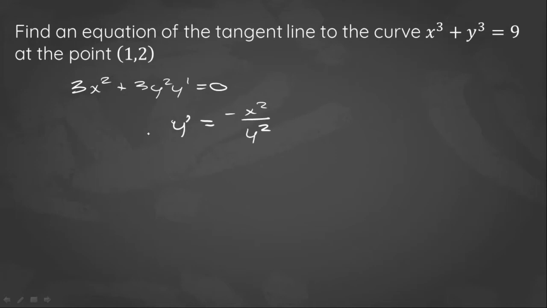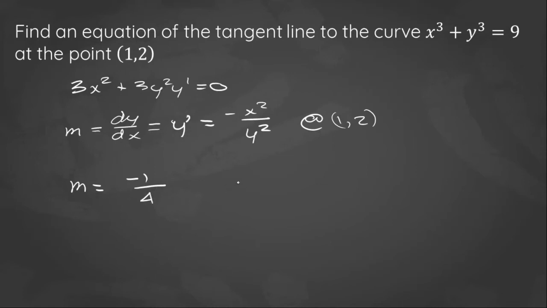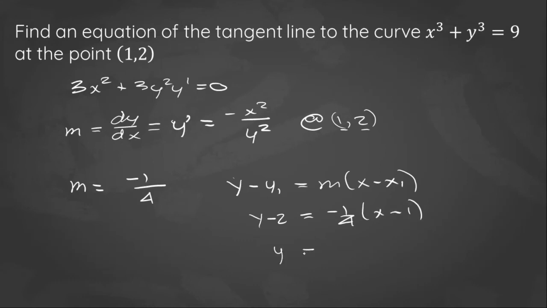From the definition of the derivative, y prime is dy/dx, and this is equal to the slope of the line. Then, at the point (1, 2), we have m is equal to negative 1 over 2 raised to 2, which is 4, so negative 1/4. From our equation of the line, which is y minus y sub 1 is equal to m times x minus x sub 1, where our x sub 1 here is 1 and y sub 1 here is 2, and our m is negative 1/4, so y minus 2 is equal to negative 1/4 times x minus 1. Simplifying, we'll get y is equal to negative 1/4 x plus 1/4 plus 2.